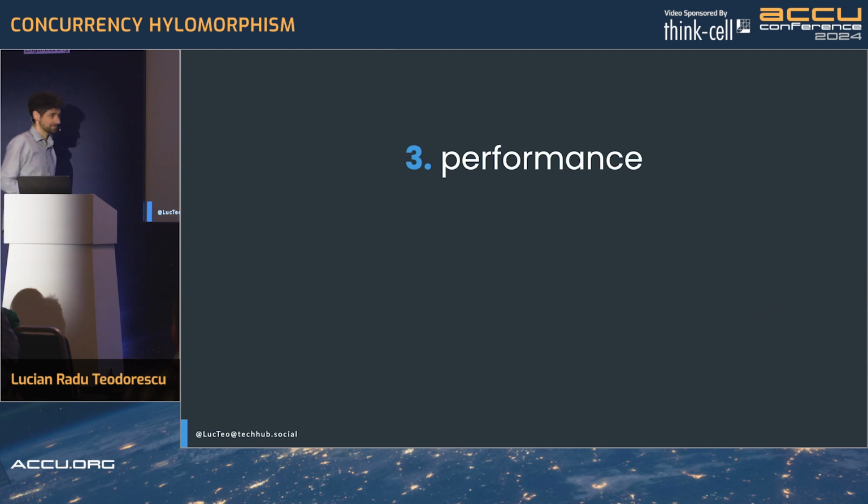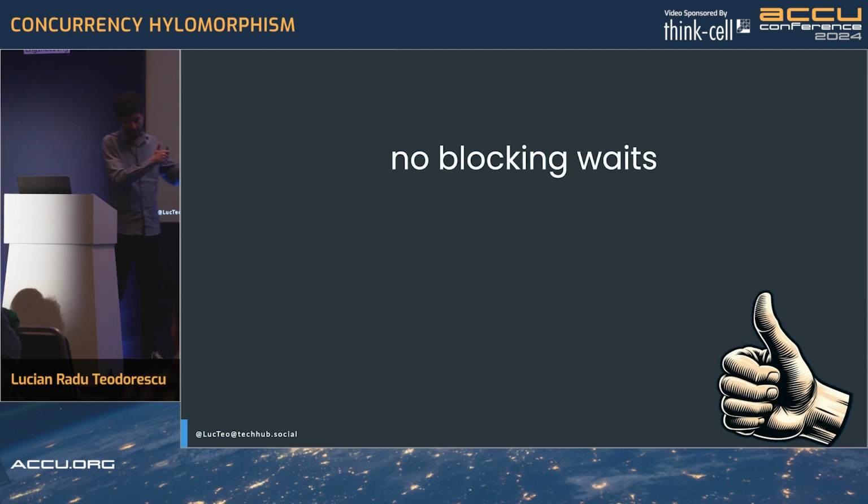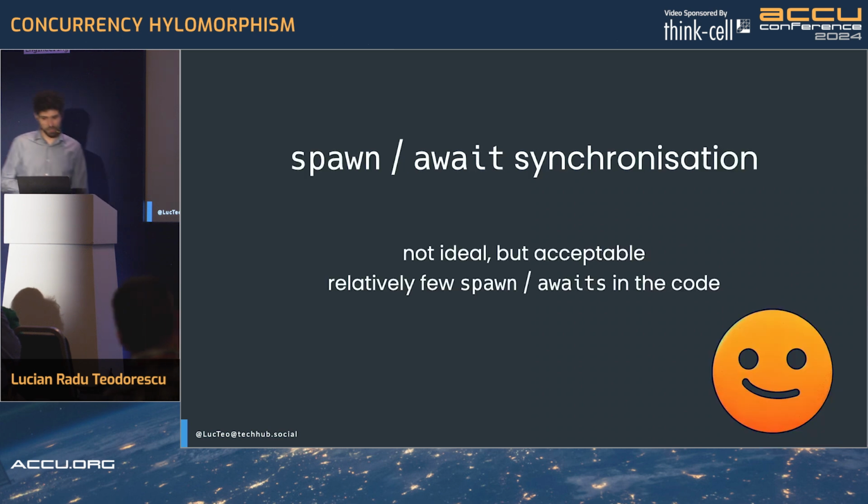Performance. No blocking waits, as we discussed, that's a good thing. Spawn and await synchronization, we've seen, is not ideal, but it's acceptable. It's like 20% slower than what we currently have as the golden standard, the sender/receiver model. So I think 20% compared to that is pretty good.